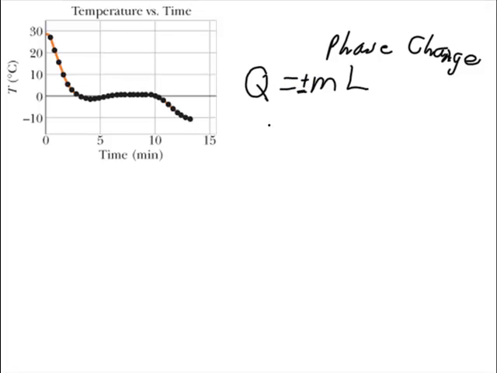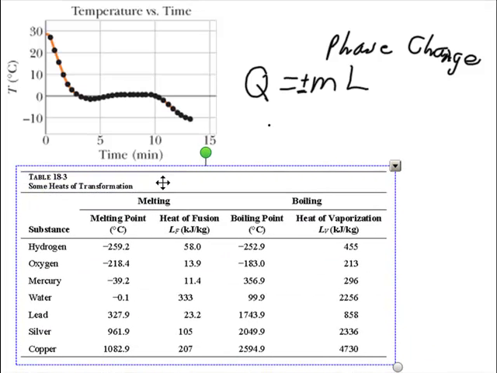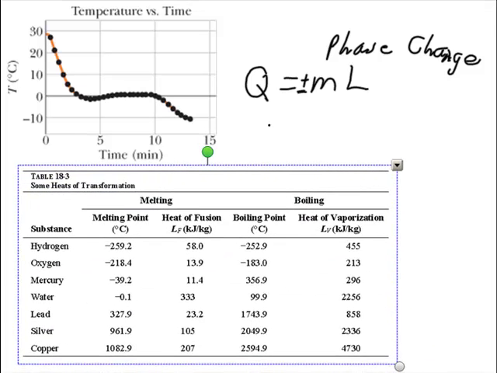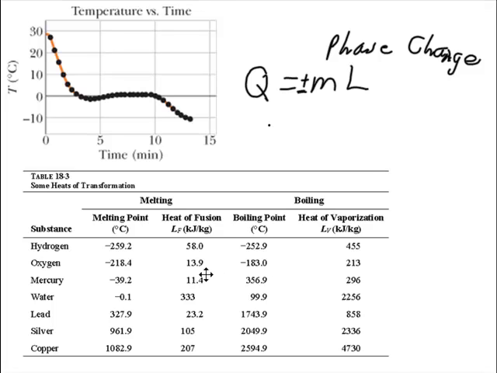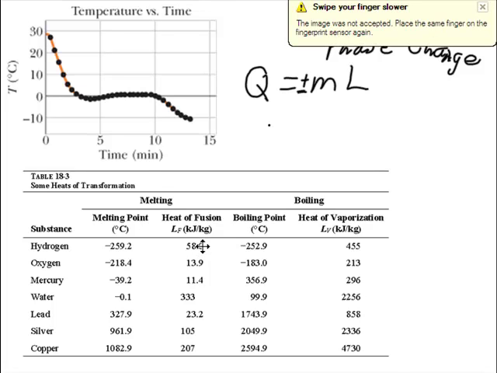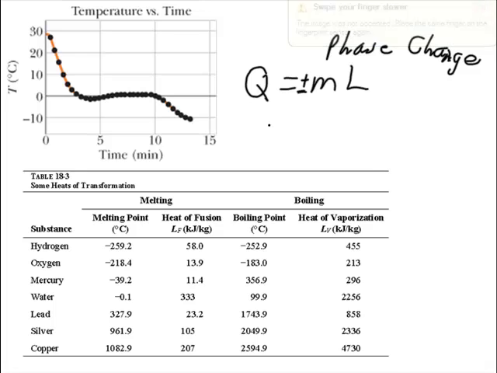So let's come down here and pull up our chart. So here you see is a chart of various latent heats, heats of fusion, and heats of vaporization. Fusion is when you're going between a liquid and a solid. It's called freezing when you're going from liquid to solid. It's called melting when you're going from solid to liquid.